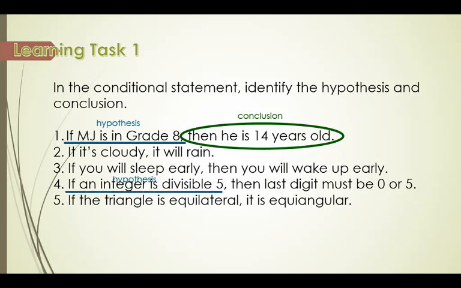Number 4, if an integer is divisible by 5, then last digit must be 0 or 5. So since an integer is divisible by 5 has the word if, that is the hypothesis. While then last digit must be 0 or 5 has the word then. Therefore, the conclusion is last digit must be 0 or 5.